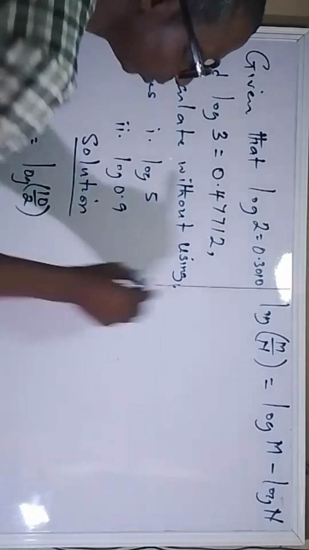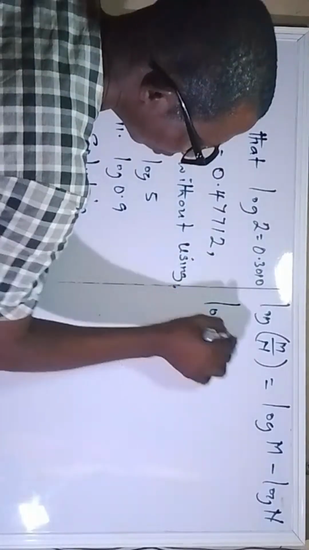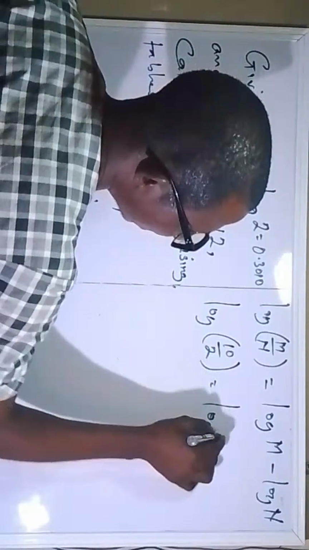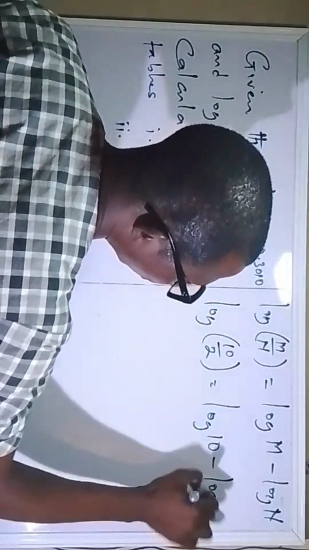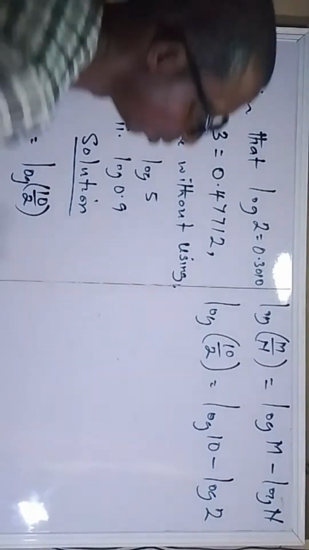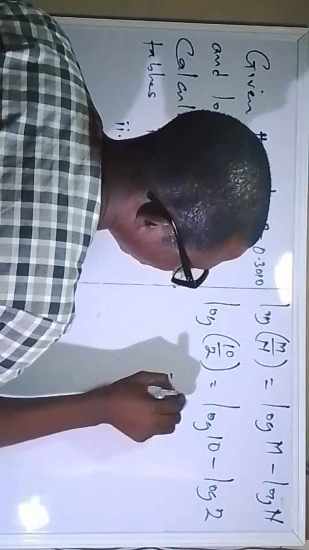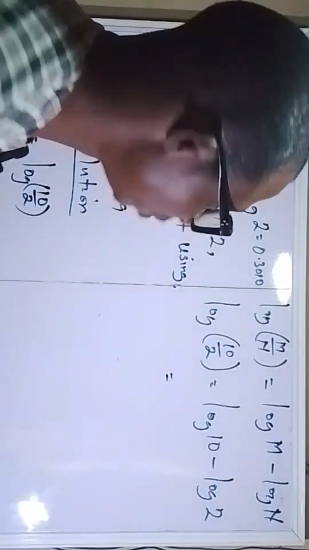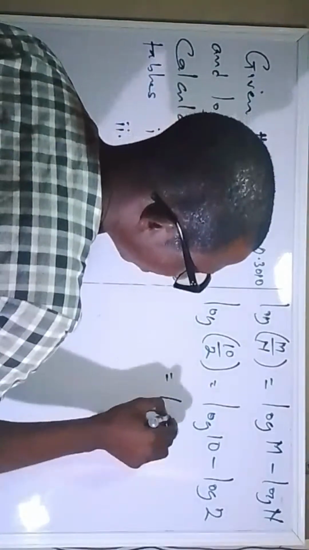So look at it now. We have log of 10 over 2 will give us log of 10 minus log of 2. Okay, so now you have log of 10 is 1. Log of 10 is 1. So you have 1 minus.